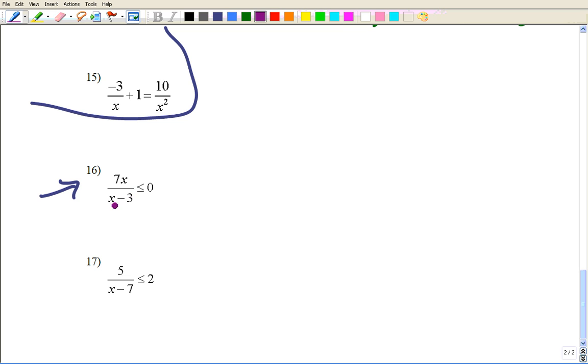Okay, so I've got 7x over x minus 3 is less than or equal to 0. Now remember, whenever we're solving these, yes, we are going to multiply that x minus 3 over to the other side, but we cannot forget that multiplying by a negative will switch the sign, whereas multiplying by a positive will not switch the sign. So we have to look at the two different scenarios. And the first one would be that our least common denominator is positive. In other words, that x minus 3. And then we'll have to do this again for when it is negative.